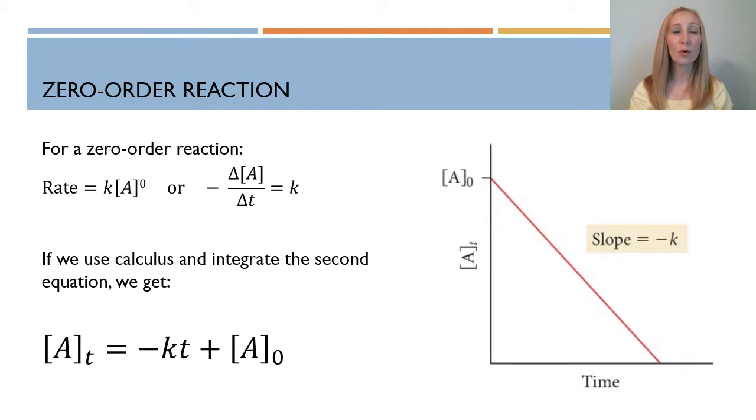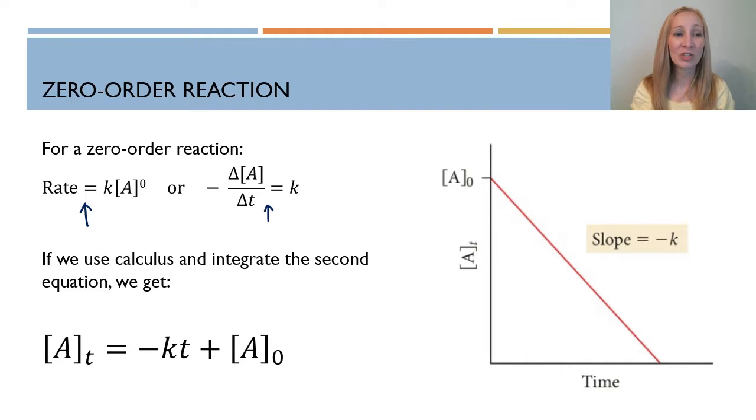So for a zero order reaction, the rate is equal to the rate constant times the concentration to the 0th power. Now if we substitute in the actual definition for rate, which is the change in the concentration of a reactant over the change in time, we get the second equation. Now if we take the second equation and use some calculus to integrate it, you don't have to know exactly how I did that and how that converts from the first equation down to this bottom equation, but you should know what the bottom equation is and what it represents.